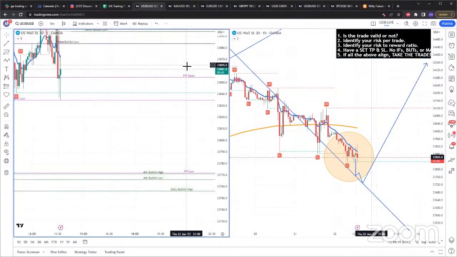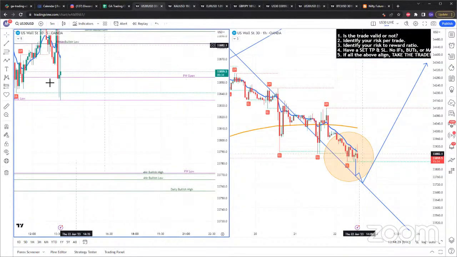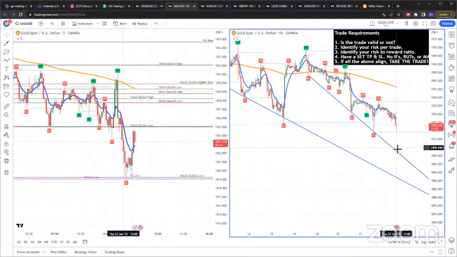I never use the zones indicator just to blindly buy or sell. In any case, the zones indicator is the very last indicator that I will turn on before taking a trade, if that makes sense. So for US30, looking for that buy right here. Gold, I'm looking to buy again at 1905. No sooner than that. I'm not going to hop in any case right now.